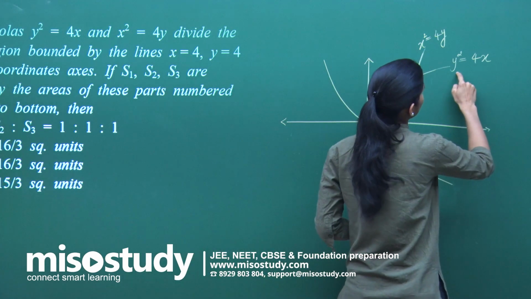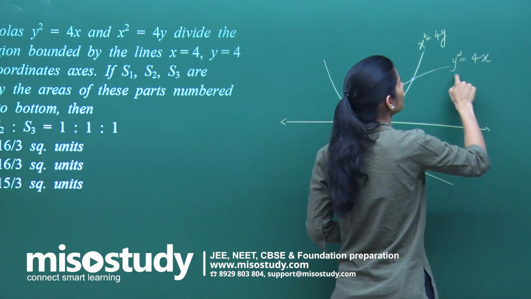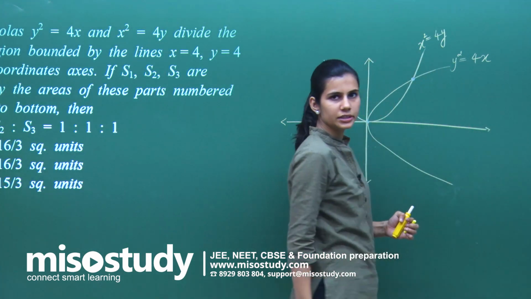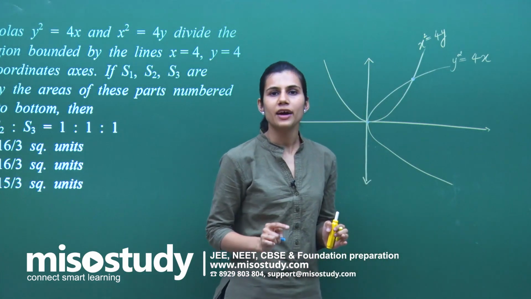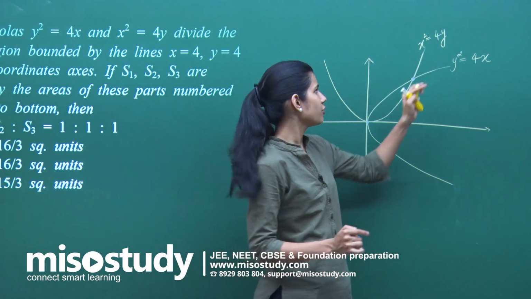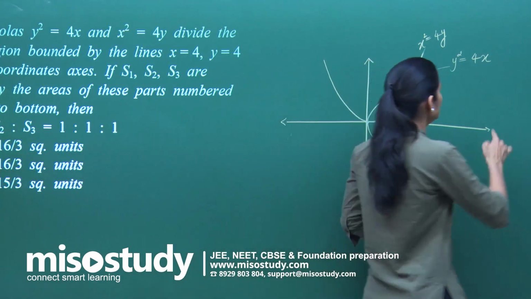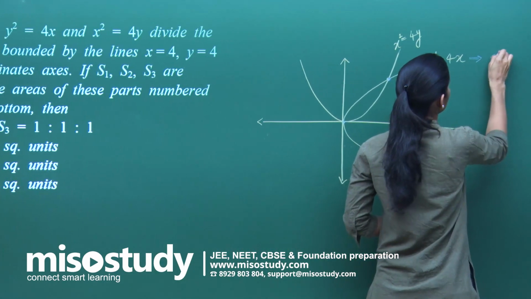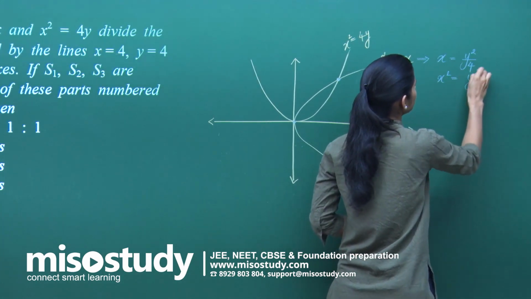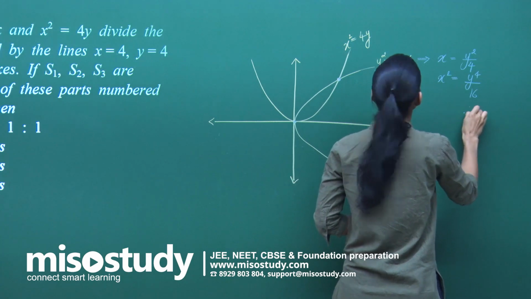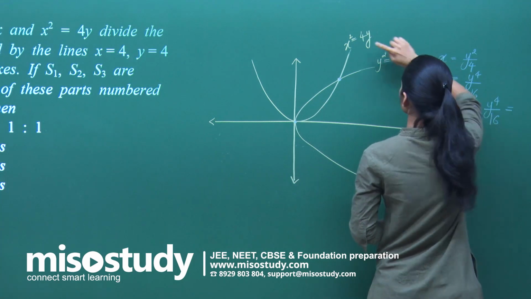That means from here I can say x is y square upon 4. So x square will be y to the power 4 upon 16. That I will be plugging in over here, because I want to solve both these equations simultaneously to get the value of x comma y points which are lying on this parabola as well as this parabola, because they will give me the points of intersection. Here when you plug in x square as y to the power 4 by 16, equate it with 4y.